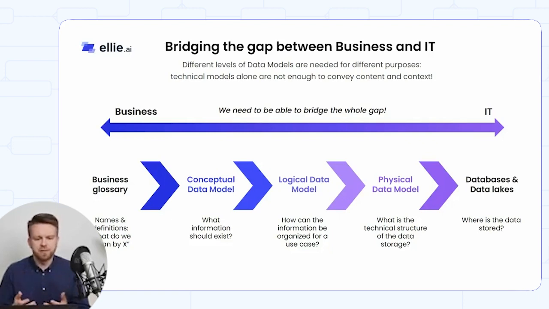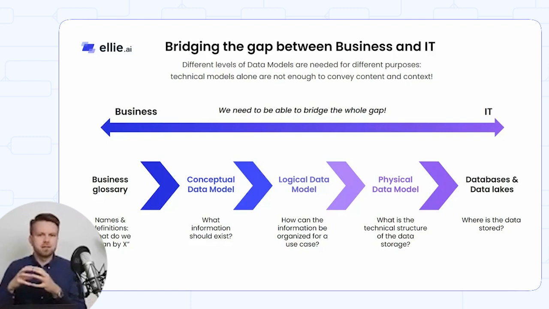What do we have data about? What information should exist, how the customer should be linked to other data items. Customers should always be linked to invoices. Invoices should be linked to products, to delivery, and so on and so forth. Logical data models describe individual data solutions for individual use cases. This might be data marts or whatever data products you have.